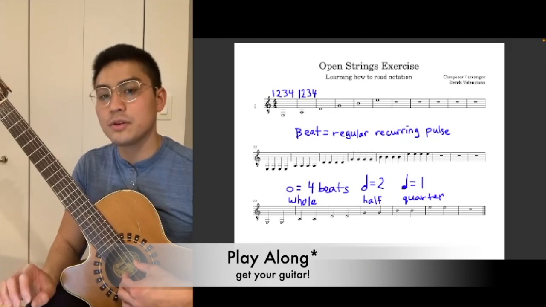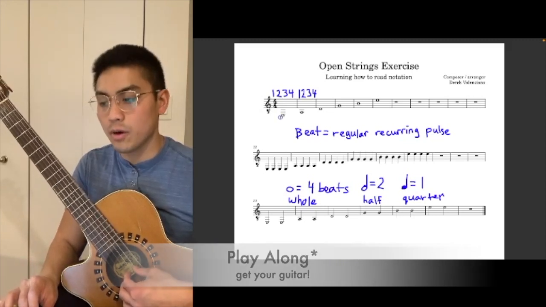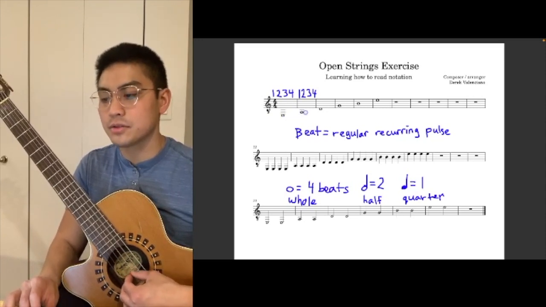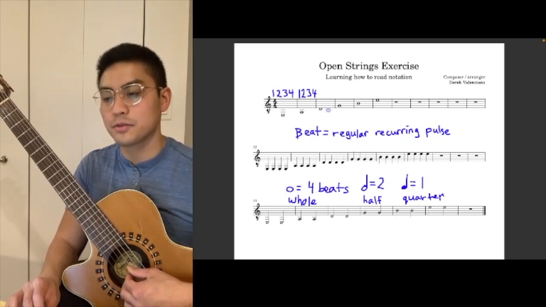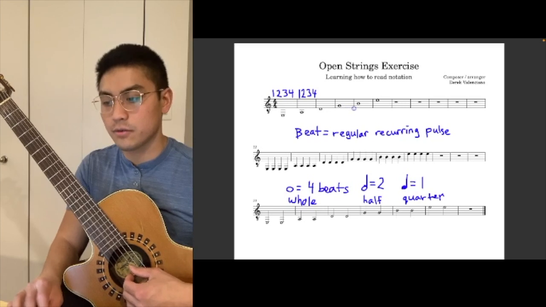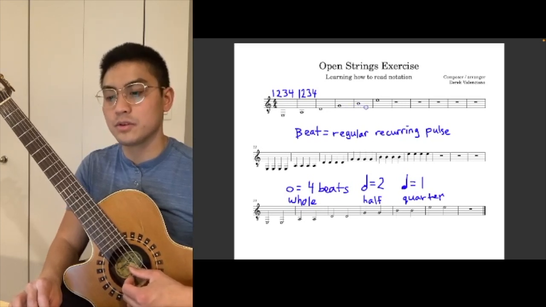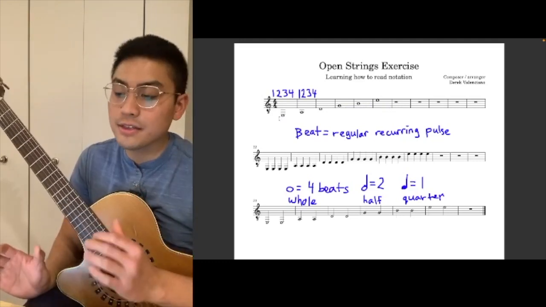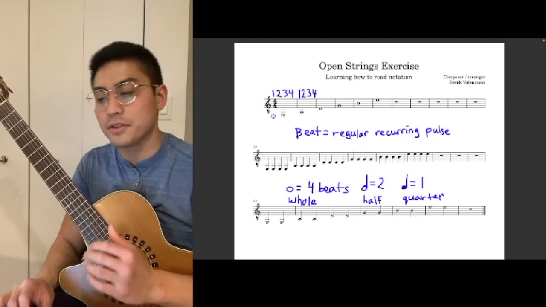1, 2, 3, 4. 1, 2, 3, 4. And just like that, you're reading the rhythm of the notes.